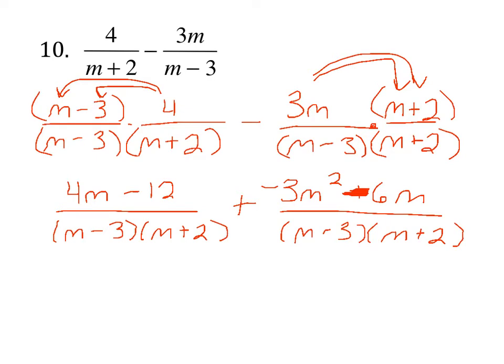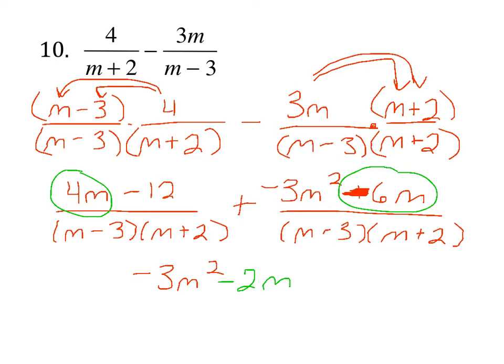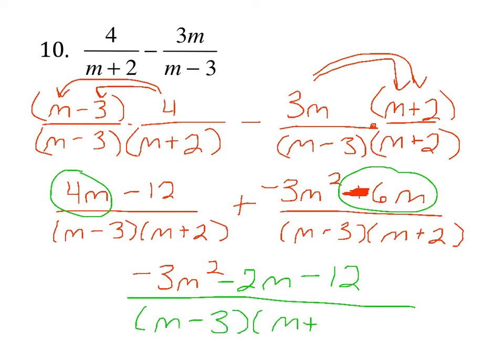So we have a negative 3m squared, so we're going to write that first. And then we have a 4m minus a 6m. So that will become a negative 2m. And then we just have the negative 12 by itself. And that is still over our denominator of m minus 3, m plus 2. And that is our final answer.